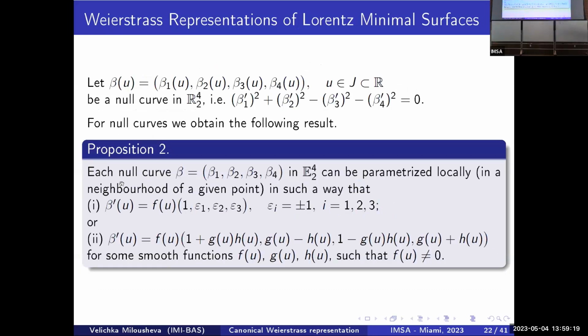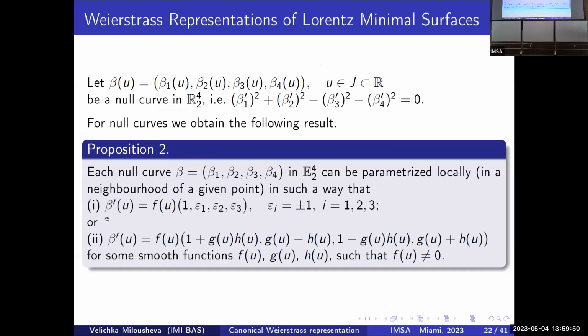And we consider a null curve beta in E^4_2. This is a null curve, which means that this condition holds for the first derivatives. And first we prove some kind of Weierstrass representation of the null curves. This is proposition 2, which states that each null curve beta can be parameterized locally in such a way that either the first or the second case holds.